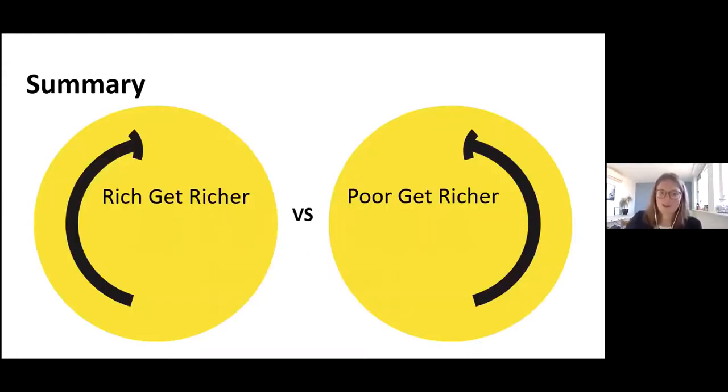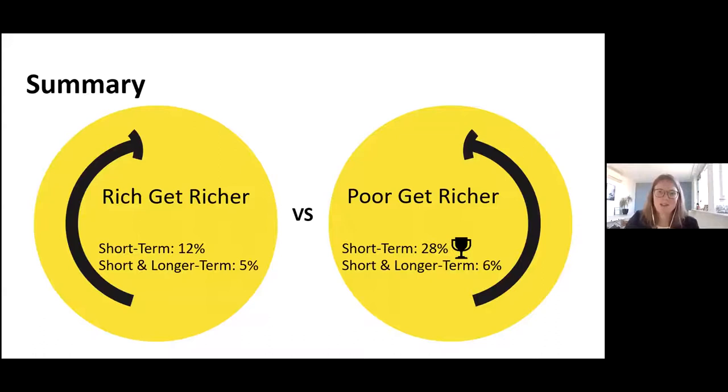So let's look at the summary of the findings. Do we find more support for the rich get richer or poor get richer hypothesis? At short-term, the poor get richer hypothesis received most support, as it received support among 28% of the adolescents, as compared to only 12% of the adolescents who got richer after social media. However, if we combine short and longer-term insights, we see that overall there is very little support for these hypotheses in adolescents' lives. So only about 5 to 6% of the adolescents got richer at both short and longer-term.